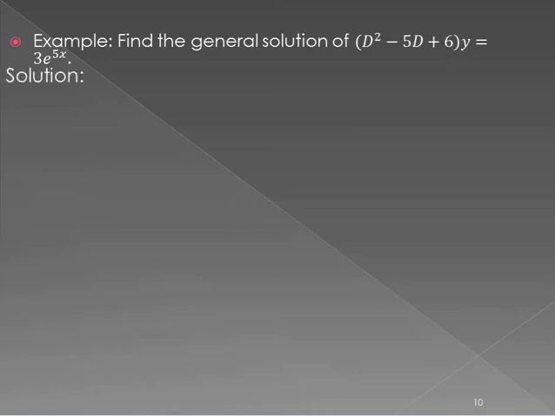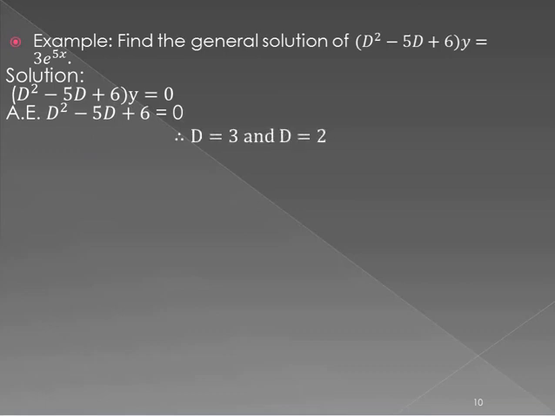So we have to find the general solution, so we have to calculate the C.F. and also the particular integral. To find the C.F. we have to write the auxiliary equation. Here the auxiliary equation is D square minus 5D plus 6 equal to 0. Now next we have to find the roots. The roots of this equation are D equal to 3 and D equal to 2, and by using these two roots we write the complementary function, called C.F., that is equal to C1 e raised to 3x plus C2 e raised to 2x.